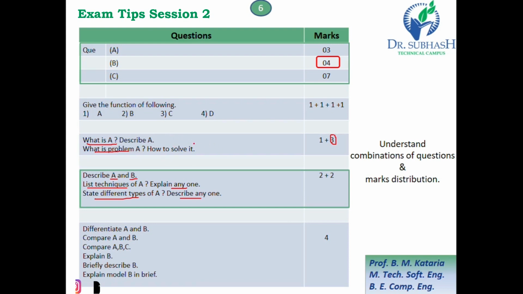One complexity here is understanding the combination of 1 plus 3 and 2 plus 2. Many students face issues understanding this distribution, whether it is 1 plus 3 or 2 plus 2. So somewhere there is a need to use common sense also. Let's see next.